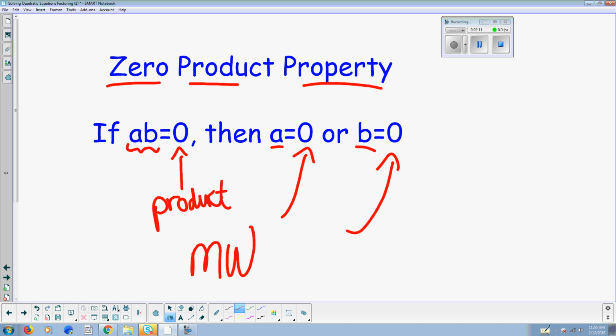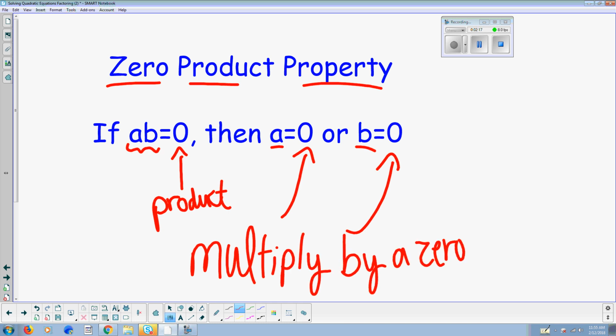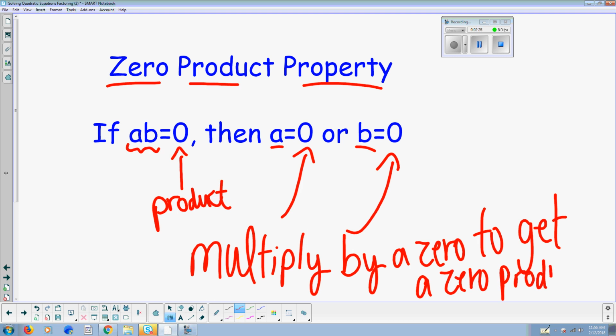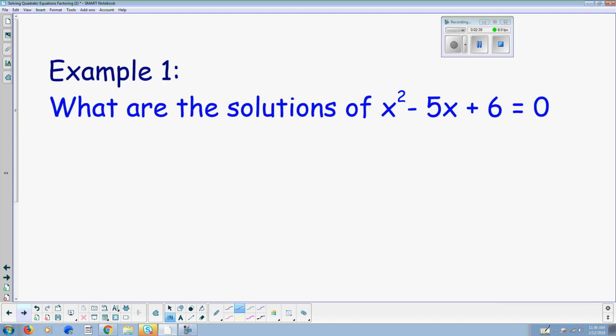So we multiply by a 0 to get a 0 product. Okay, so the only way that we get a 0 for a product is by multiplying by a 0. That is important to every part of solving this equation by factoring.